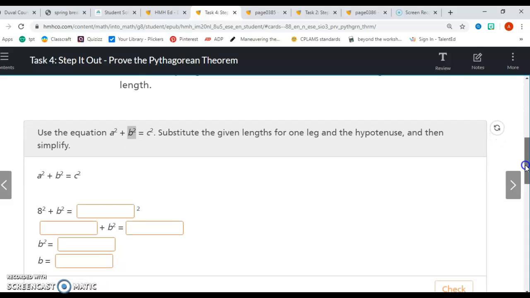Here I'm going to substitute the given lengths of the leg and the hypotenuse into that equation, a squared plus b squared equals c squared. I know my height is 8, so I've got 8 squared. I'm solving for my base of b, and I know the hypotenuse is that given measurement of 17. And now I need to simplify, so let's solve. 8 squared equals 64. 17 squared equals 289.